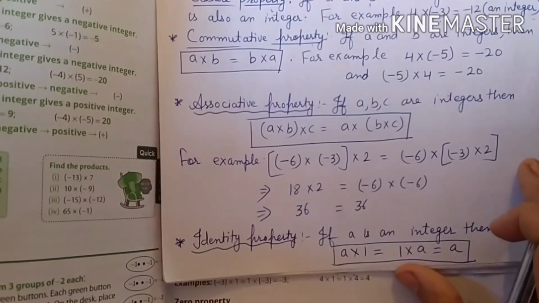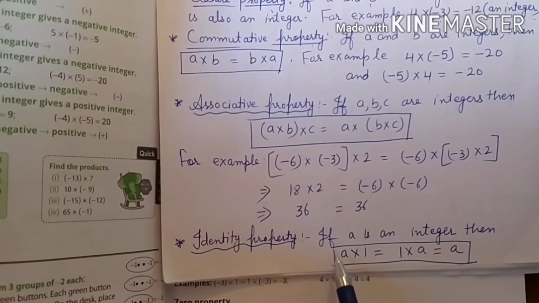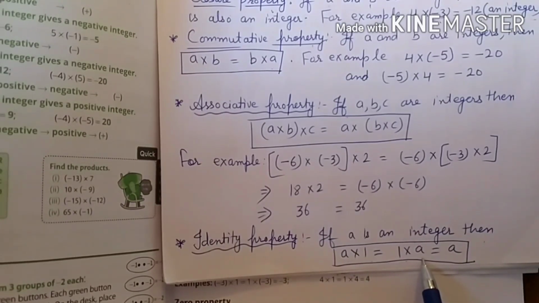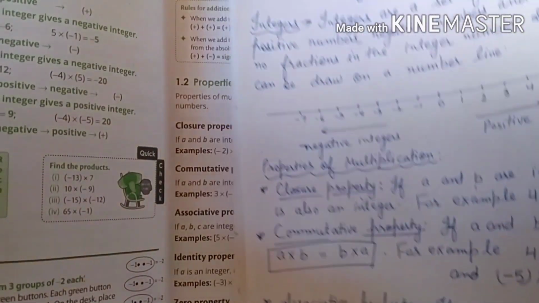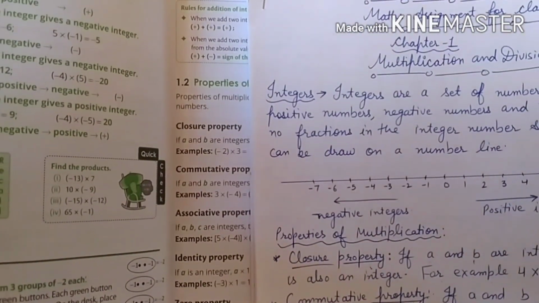Then identity property. Identity property is: if a is an integer, then a multiplied by 1 is equal to 1 multiplied by a, and the answer is a. It means whatever the integer, when you multiply it with 1, your answer will be the same.